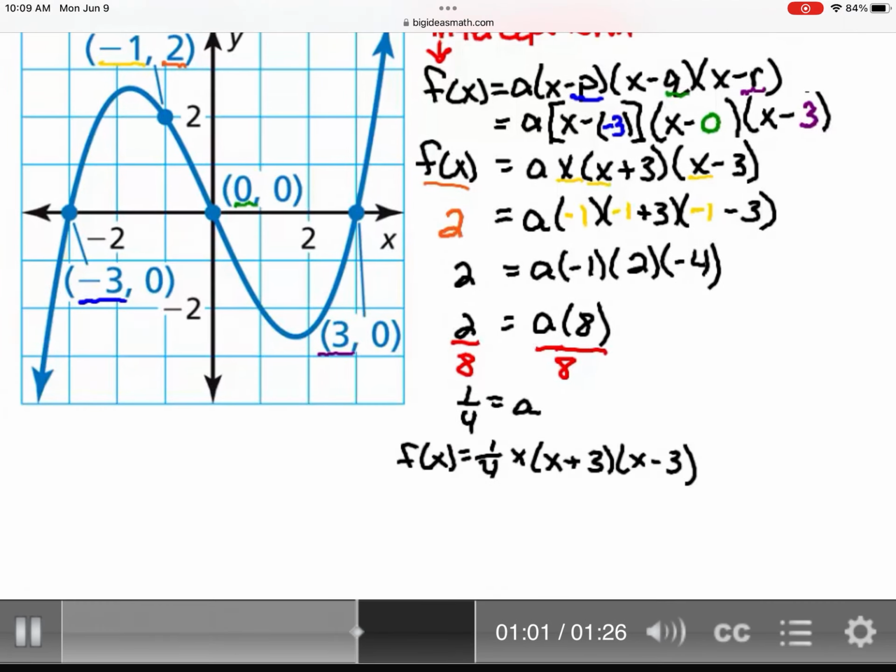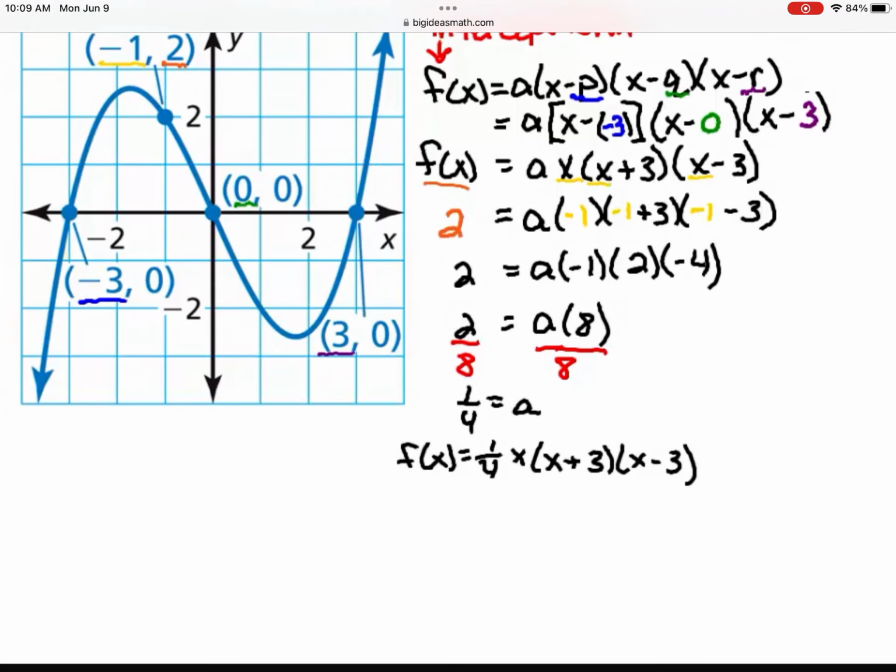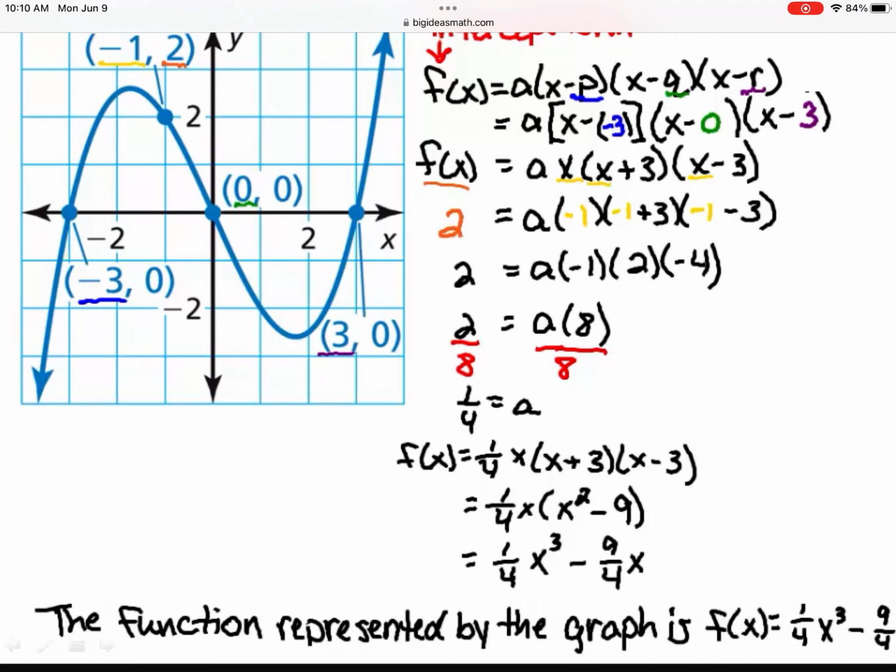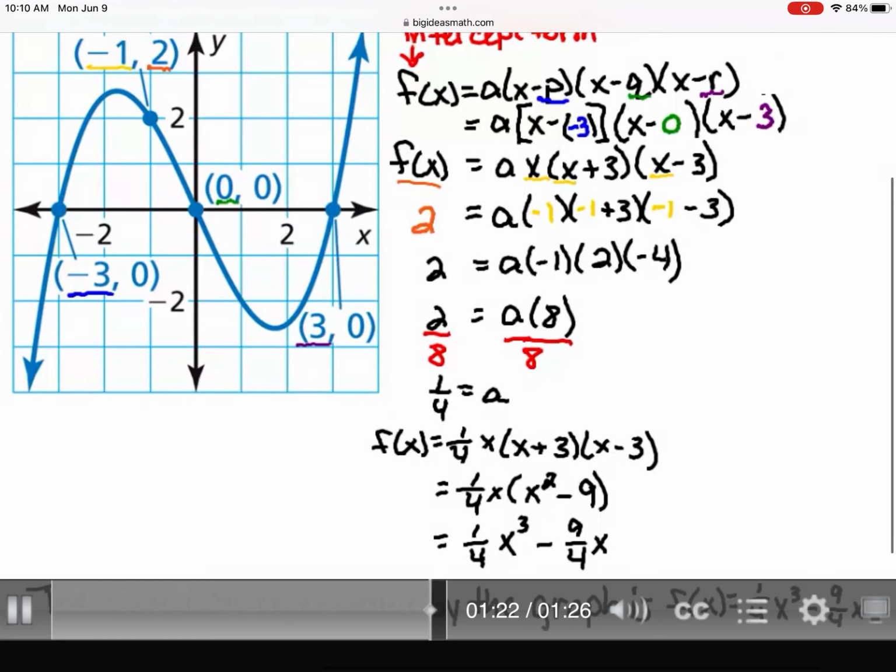So you have f of x equals 1/4 x times the quantity x plus 3 times the quantity x minus 3. The quantity x plus 3 times the quantity x minus 3 is x squared minus 9, and 1/4 x times the quantity x squared minus 9 is 1/4 x cubed minus 9/4 x. So the function represented by the graph is f of x equals 1/4 x cubed minus 9/4 x.